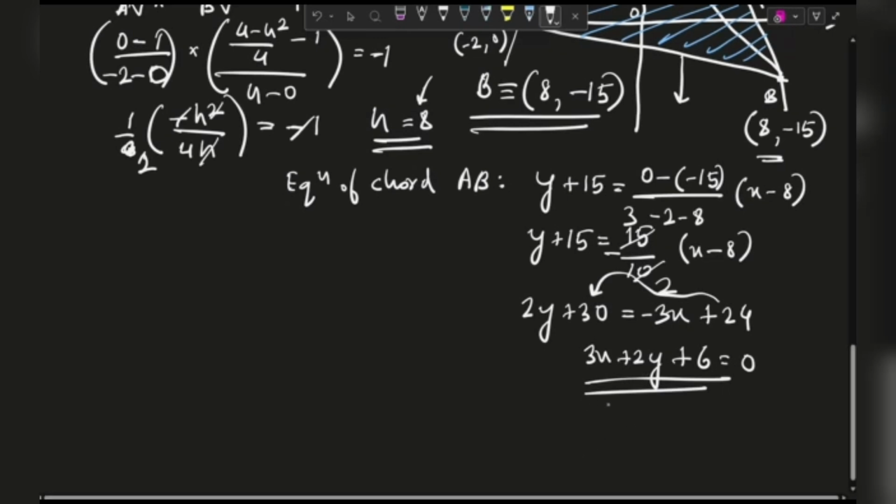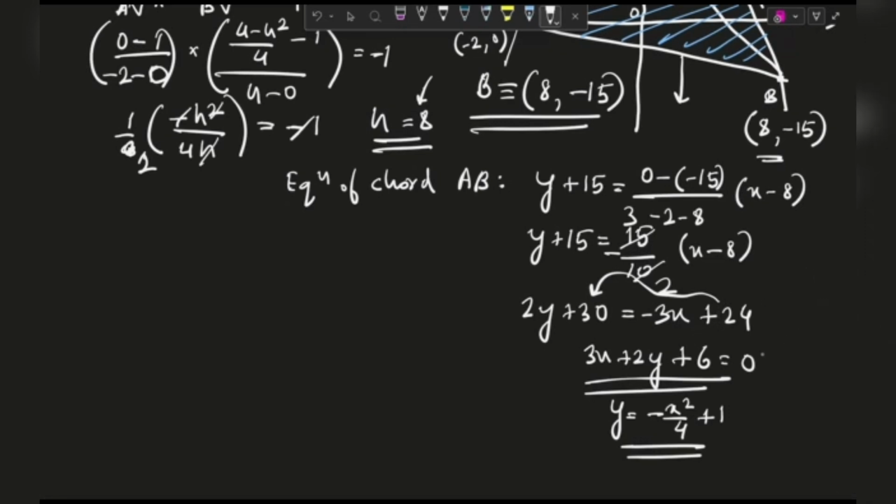So this is our one curve. Another curve is y equals minus x square by 4 plus 1, and I guess we have everything ready with us. So now to find the area, I will try to write out the expression. I will say the required area. So this will actually become integral from minus 2 to 2.